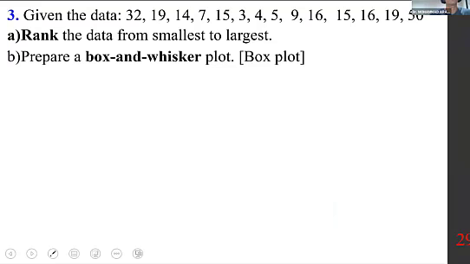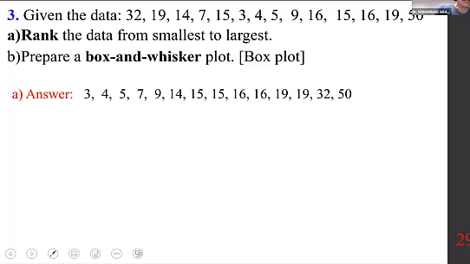Given the data 32, 19, 14, 7, 15, 3, 4, 5, 9, 16, 15, 16, 19, 50. A. Rank the data from smallest to largest. B. Prepare a box and whisker plot. Box plot. So we rank the data. In stats, most of the time, it's really a good idea, even if they don't tell us to rank the data, to rank it and work with it. So when we rank the data, it makes life easier.